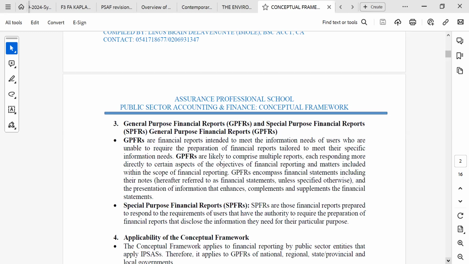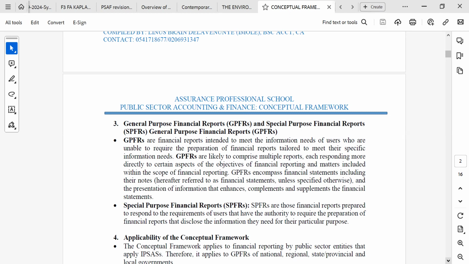I've explained what we call the general purpose financial reports, and I've also explained what we call the special purpose financial reports. Those are financial reports prepared to respond to the requirement of users that have the authority to require the preparation of financial reports that disclose the information they need for their particular purpose. So I've said that Parliament can ask the Minister of Finance to give them information on a particular asset. That information will be prepared for consumption by Parliament alone. It will not be in the news for some of us who don't have that power to request that kind of financial statements.